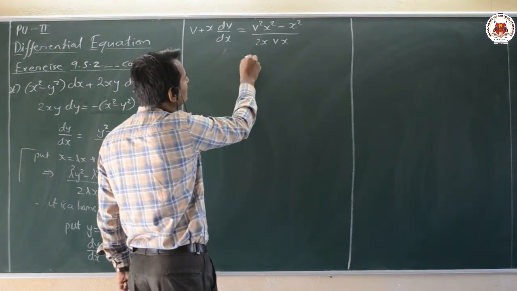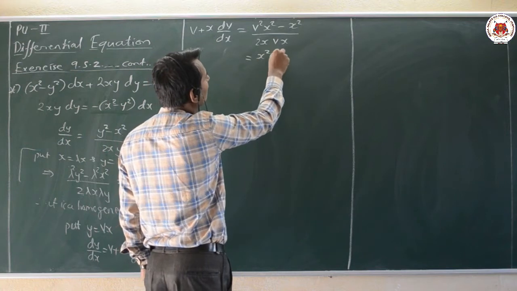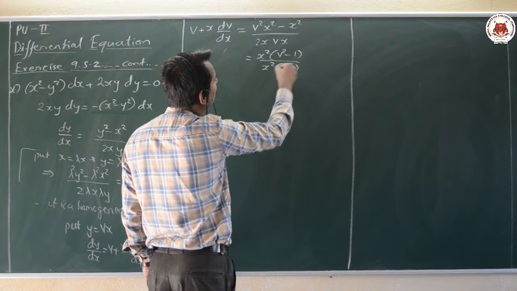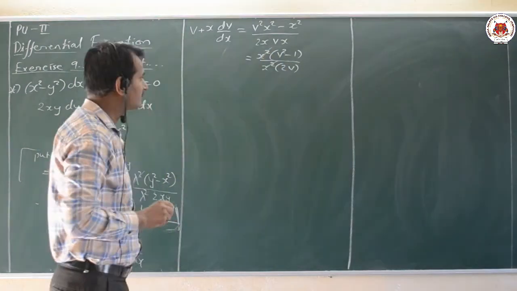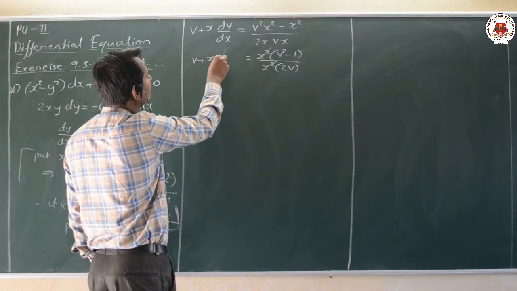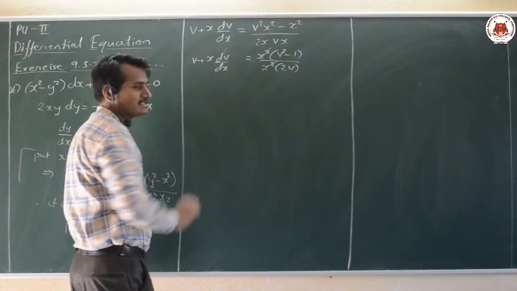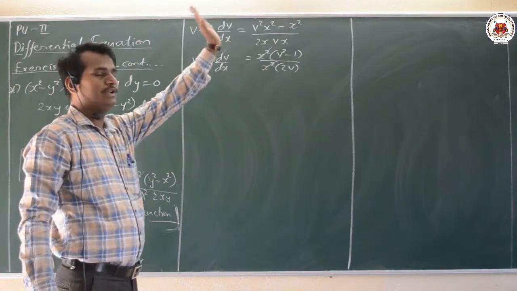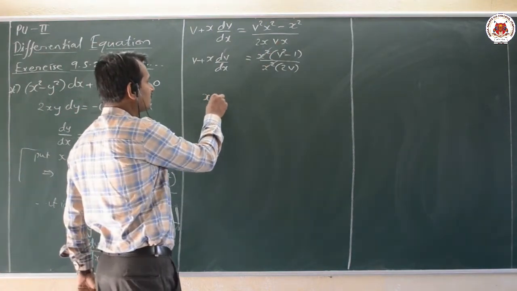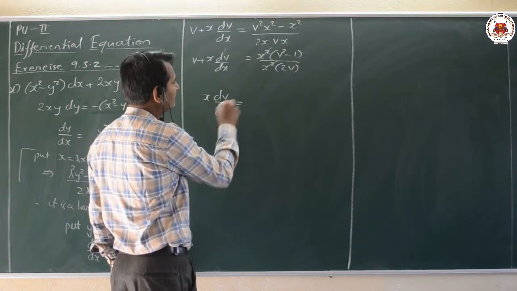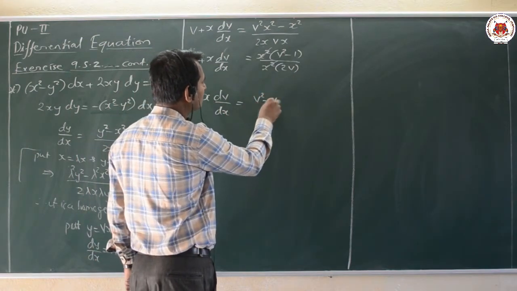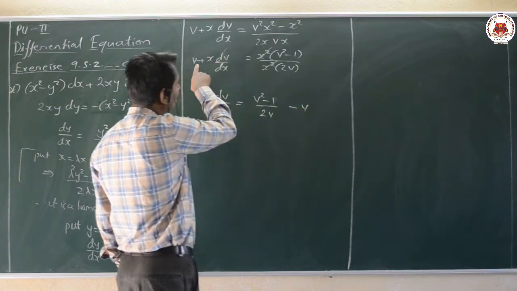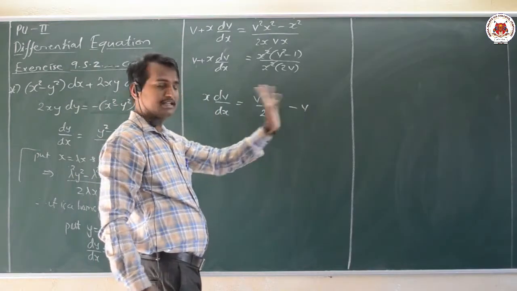Now if I take x square common, the remaining part is v square minus 1, and in the denominator x square into 2v. Here x square gets eliminated, and v plus x into dv by dx stays as it is. Very simple problem. Now we can take this v to the RHS, that is x into dv by dx equal to (v square minus 1) divided by 2v minus v, taking the LHS v to the RHS with a minus.